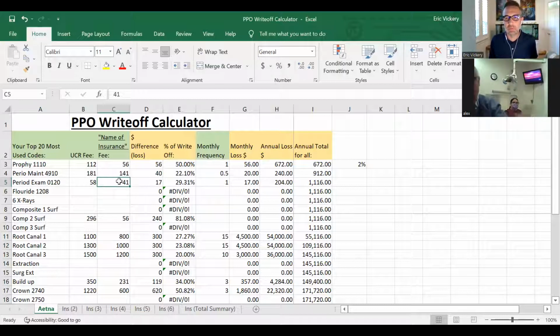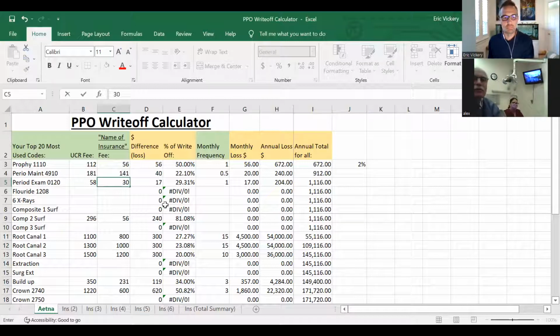No, I mean, I don't charge cash patients for this. Oh, you don't charge cash patients for it. I gotcha. What is Aetna's fee for this, would you say? Periodic exam. If you had to guess, what would you say?